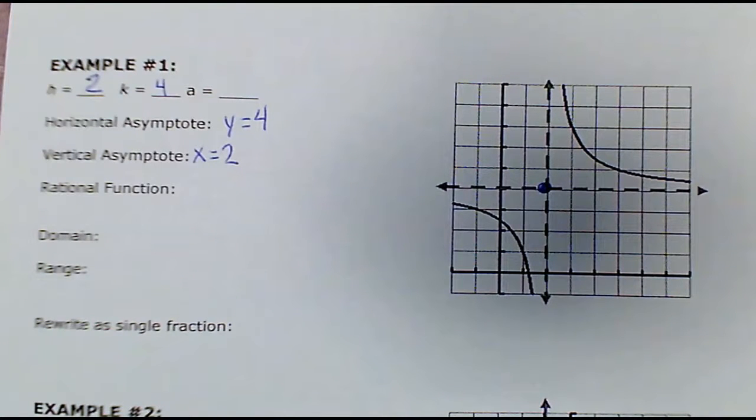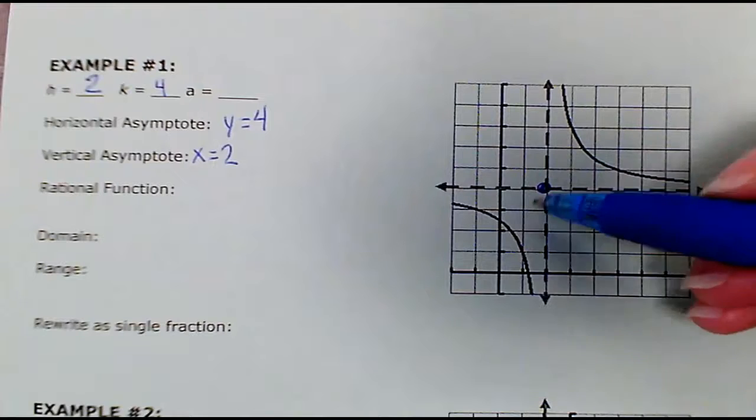To find the a value, where do you start? Side conversations need to stop. When you're finding the a value, where do you start? Not the origin.